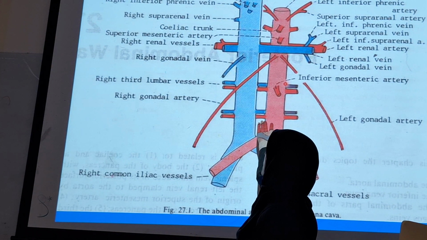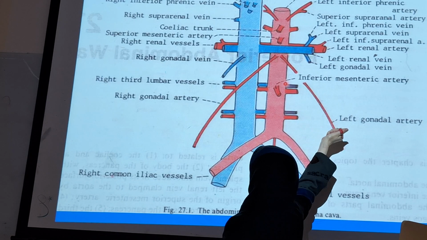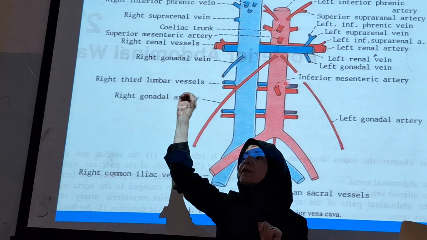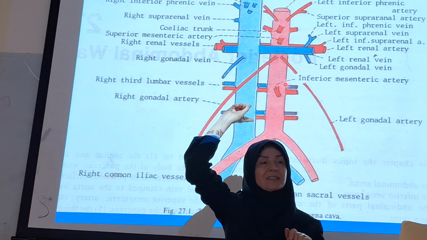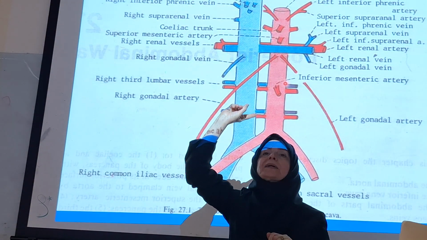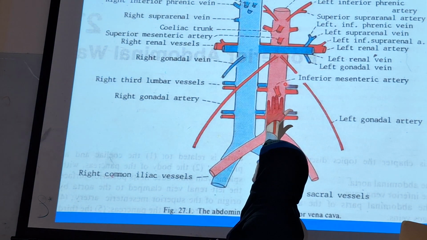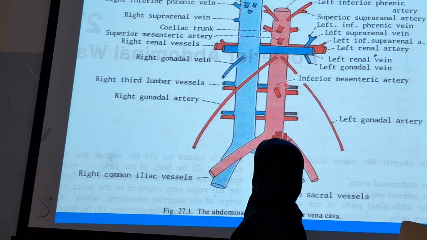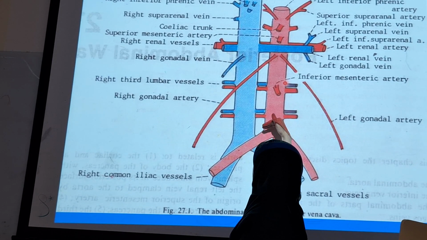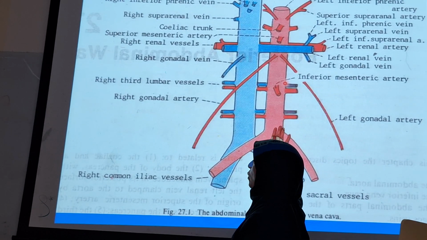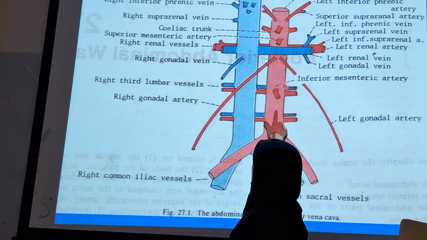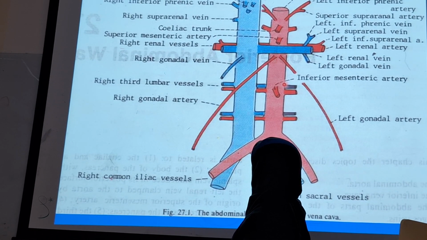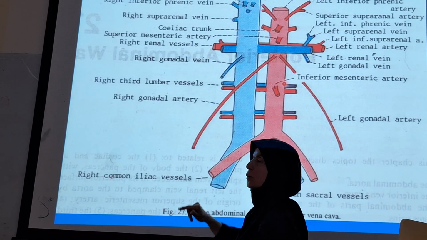Inside of the abdomen, if I remove the peritoneum, all of these vessels are retroperitoneal. The abdominal aorta is coming down at the level of the fourth lumbar vertebra, L4. The abdominal aorta divides into two terminal branches, the left common iliac and the right common iliac.